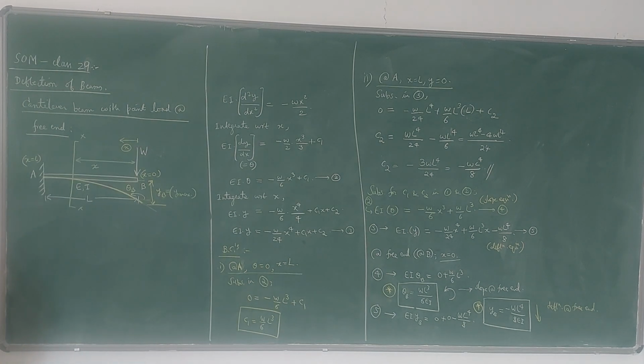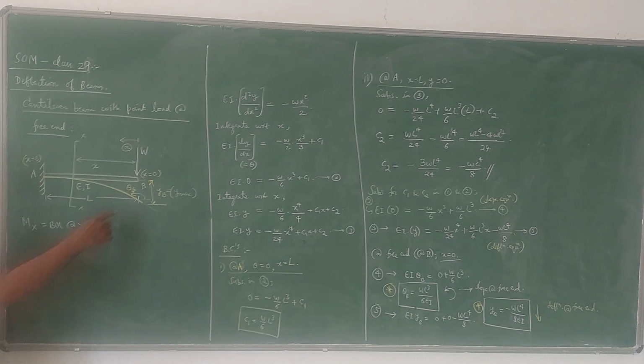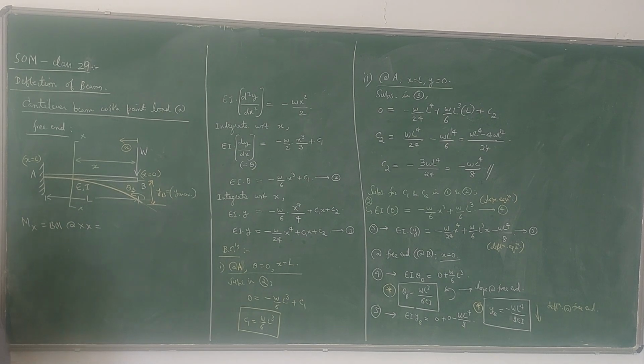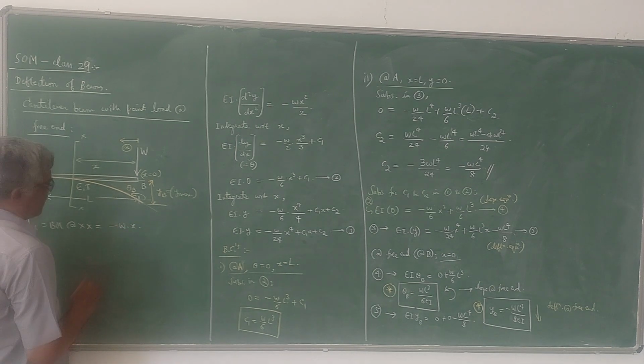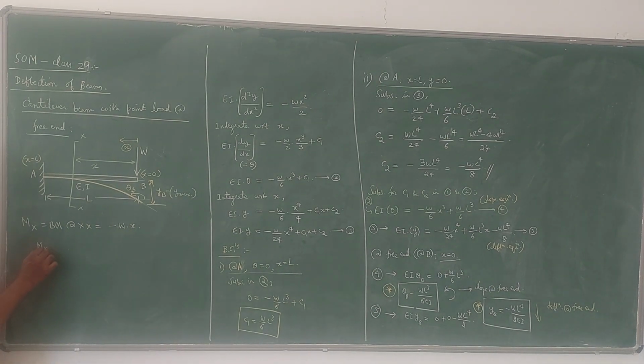So let me write the bending moment expression at XX here, in the same manner. See to the right side of the section, only one force is there, a downward force. Bending moment due to a downward force is negative, so minus W into x will be the bending moment. So according to Euler's deflection equation, Mx is EI into d square y by dx square. We can equate these two now, therefore I can write EI into d square y by dx square is equal to Mx, that means minus W x. So this is the moment equation.